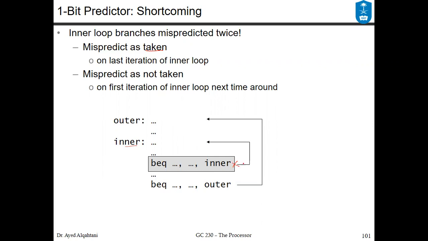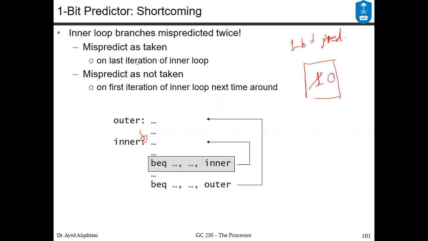And then after that, you go to the outer one. You do some work in the outer one, and then you go back again to the inner loop. Last time the prediction was incorrect, so you will change it in the 1-bit predictor. What happens? You mispredicted as taken. So you said that it is taken, let's say it is 1, but in reality, it was not taken. Now you change it to make it 0.